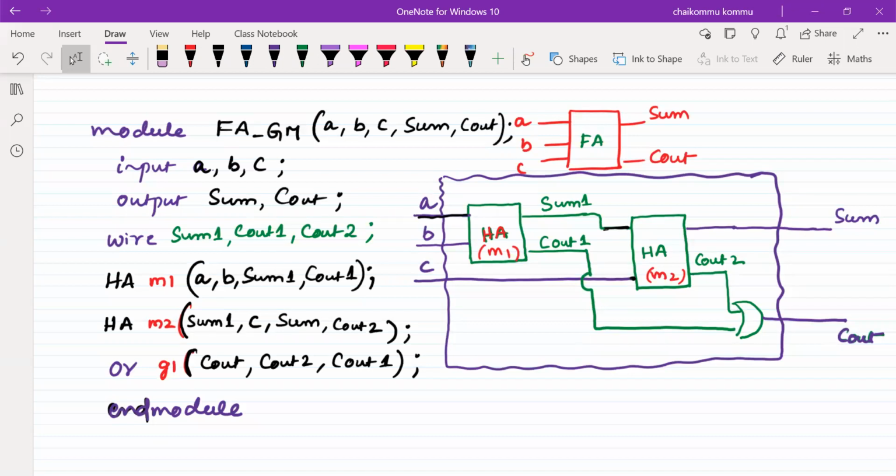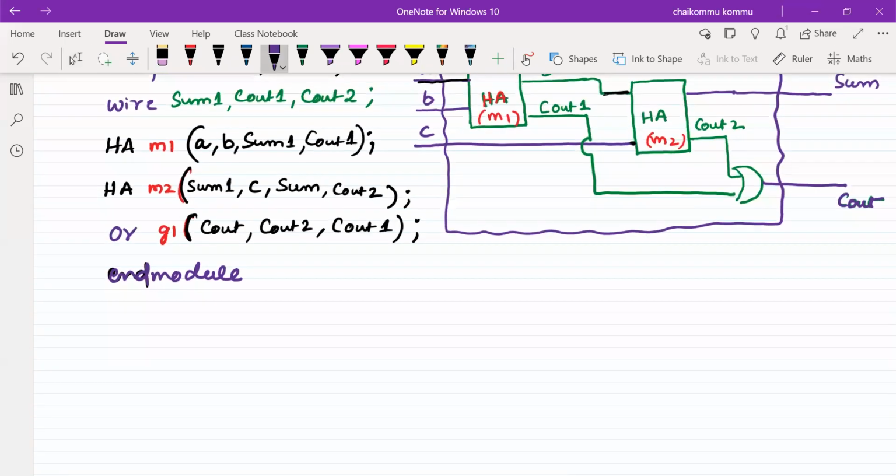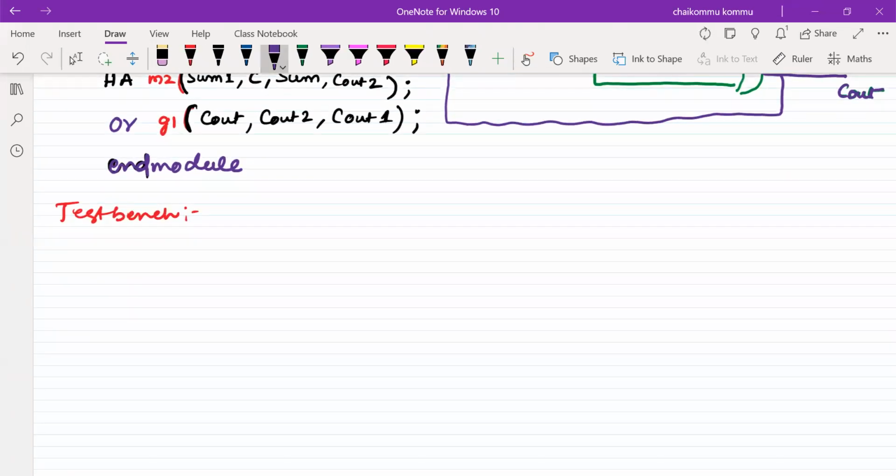Everybody knows how to write the Verilog program for the full adder. It has got 3 input signals. So simply, for the sake of completeness, I'm writing the test bench. What is the test bench of this one? Let us write module. It is called test underscore FA underscore GM. That's what I want to write.